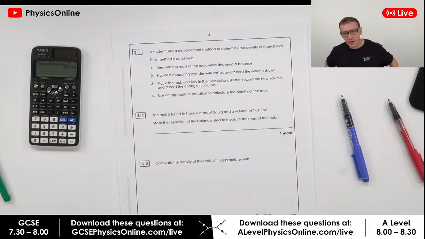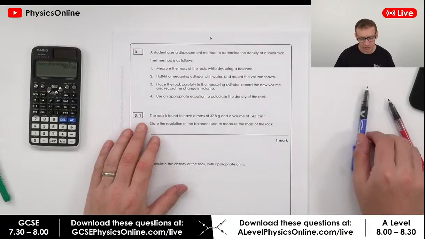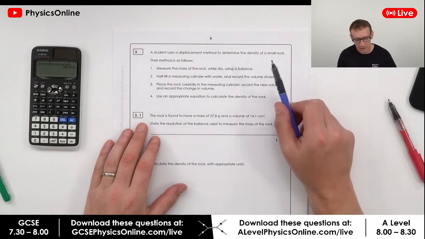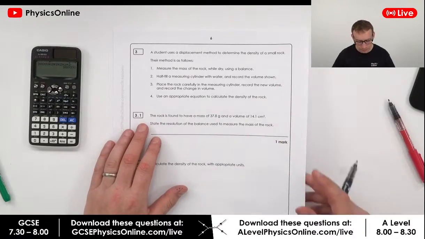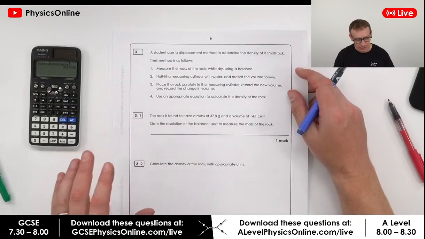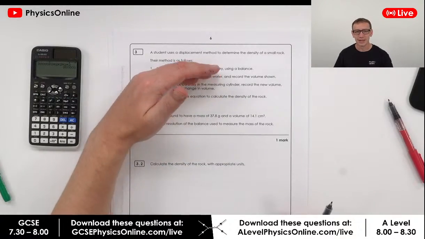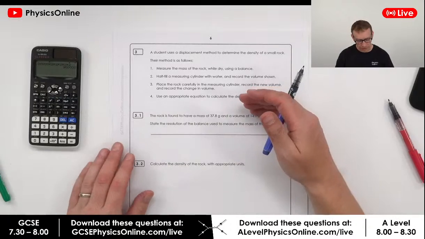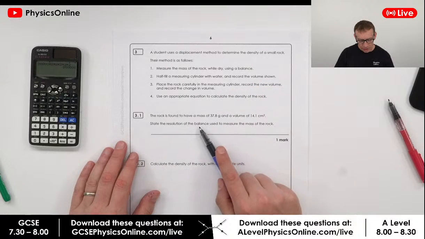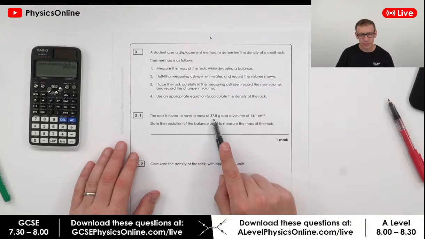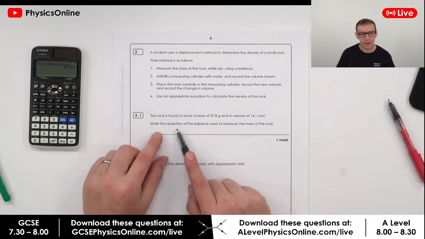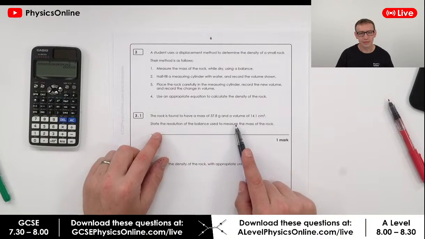Okay, so Abdul, yeah, this is the water displacement method. We've got a small rock, and therefore this is going to be an irregular shape. The first question, although there's lots of information, is a tricky thing. It's not just about doing some sums, it's about reading lots of information, and then working out what's relevant. So the mass of the rock is 37.8 grams, and we want to know the resolution of the balance used to measure the mass of the rock.